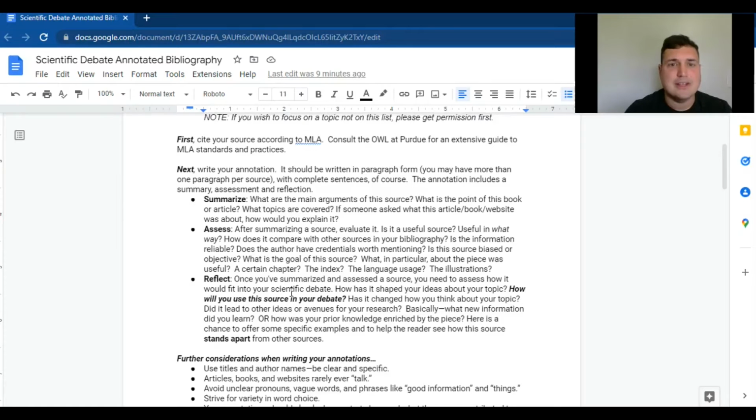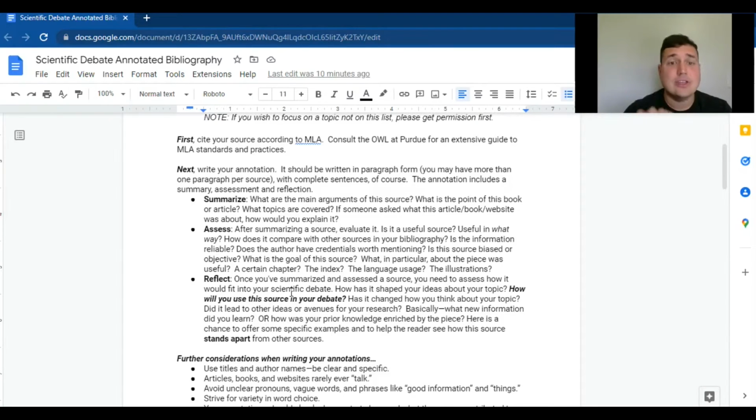So here for summarize, I'm looking at those informational writing skills. What are the main arguments of this source? What is the point of this book or article? What sources, what topics are covered? If someone asked what this article, book, or website was about, how would you explain it? This is just making sure students are synthesizing this information, making sure they understand what that article is about.